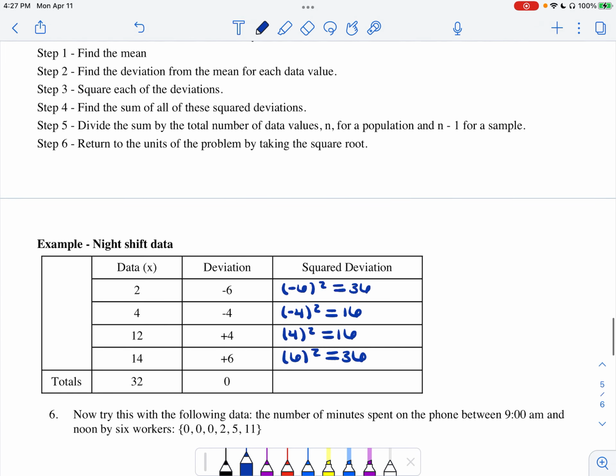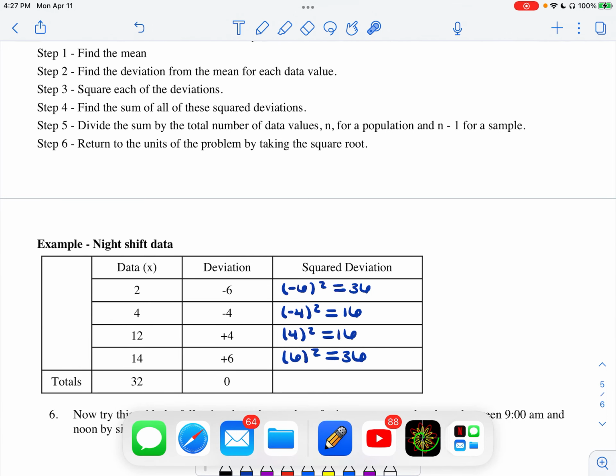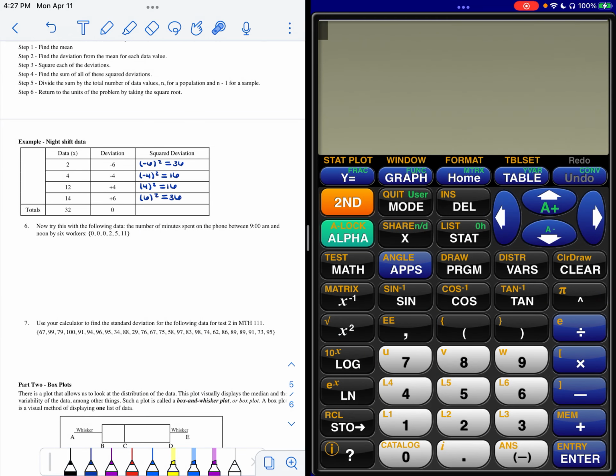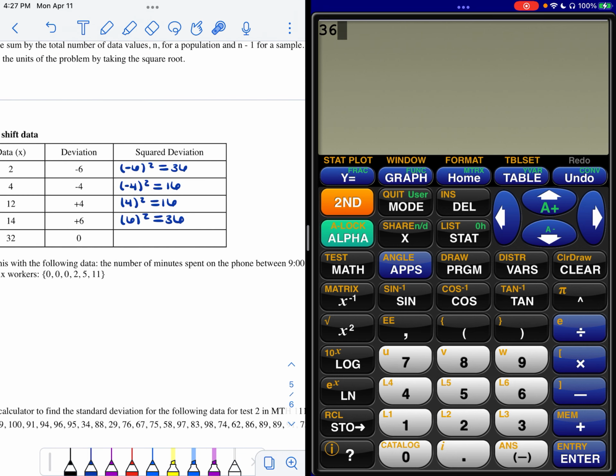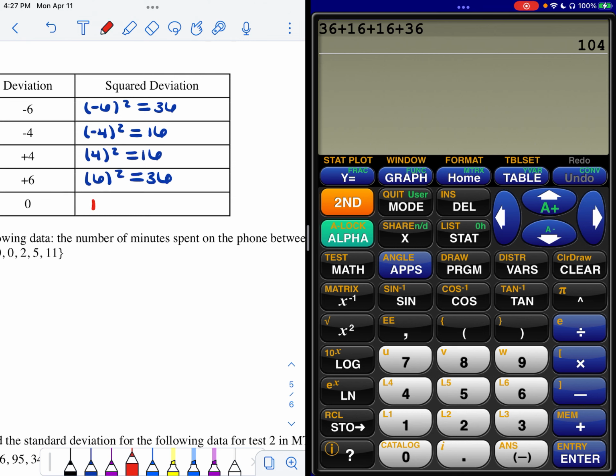So step 3 was square each of these deviations. Step 4, find the sum of all of these squared deviations. So we're going to add those numbers together. 36 plus 16 plus 16 plus 36 gives us a total of 104. So the sum of these is 104.